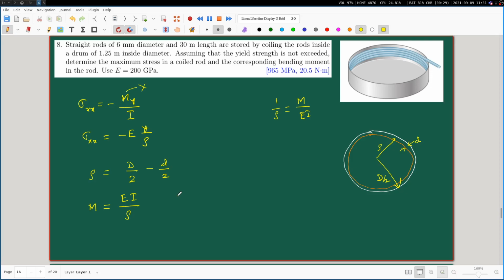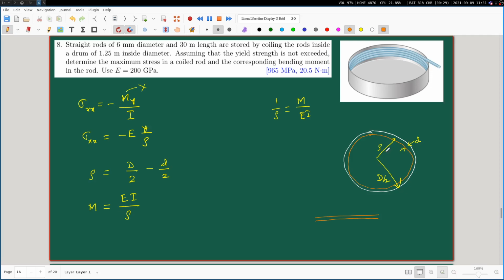But I would like to point out something here, which is that this appears to us like some kind of a curved beam, but it is not really a curved beam in the sense that it was originally a straight rod like this. This rod was originally straight, and it is only for the purpose of storing it that it has been coiled in this fashion.